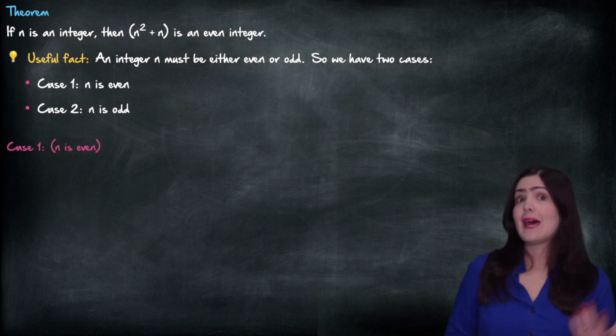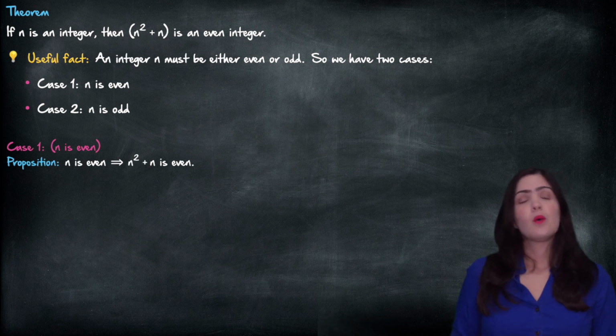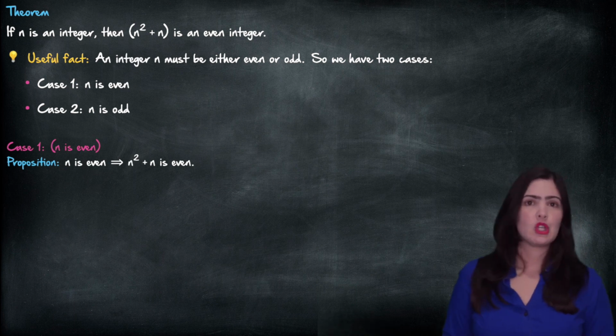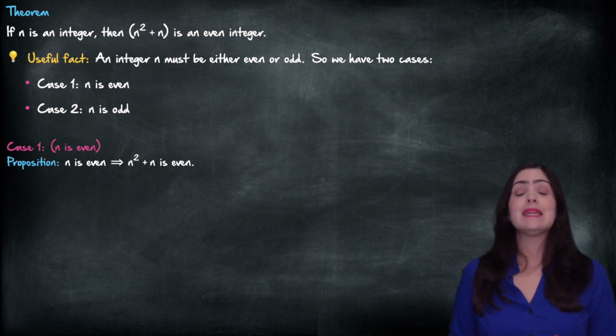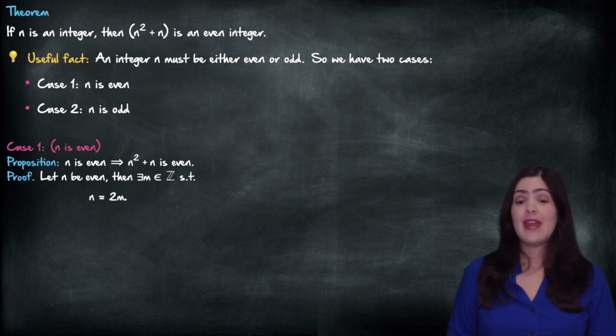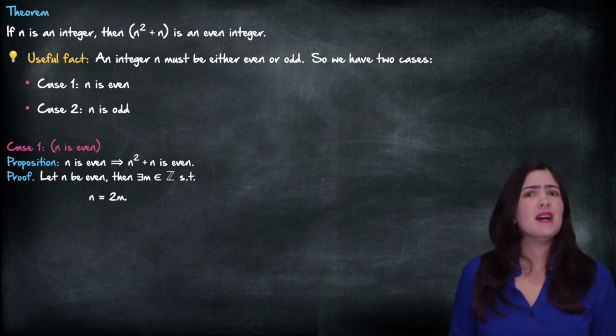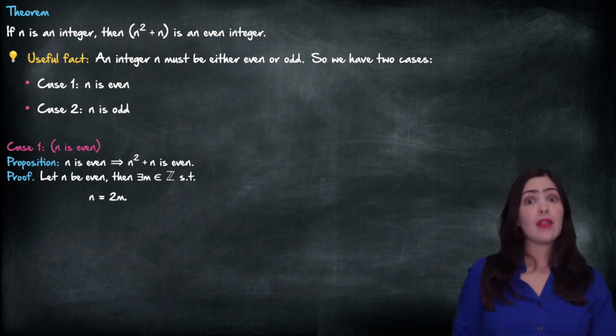and now for the case n is even, we have a sub-proposition. That is that if n is even, then n squared plus n is even. And I would prove this. Now, if I know that n is even, then I know that there exists an integer m such that n is equal to 2m. And now I have something to work with.